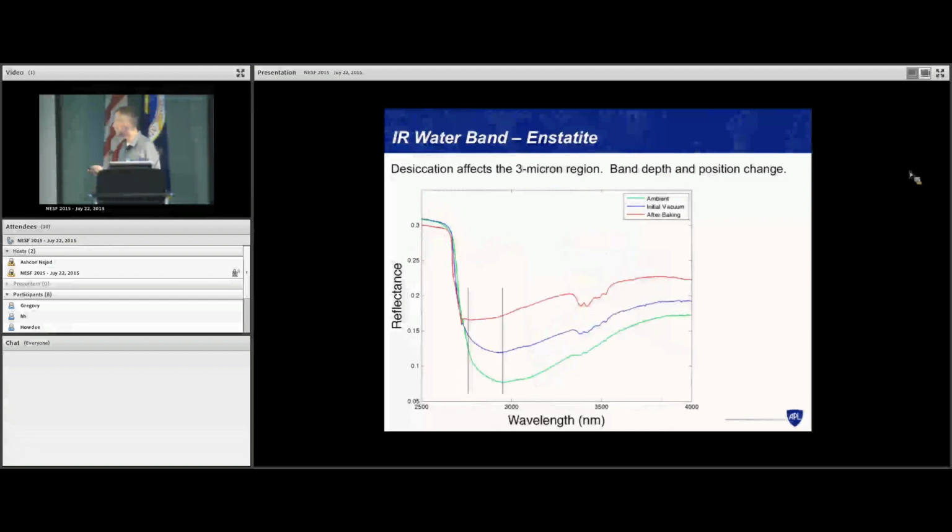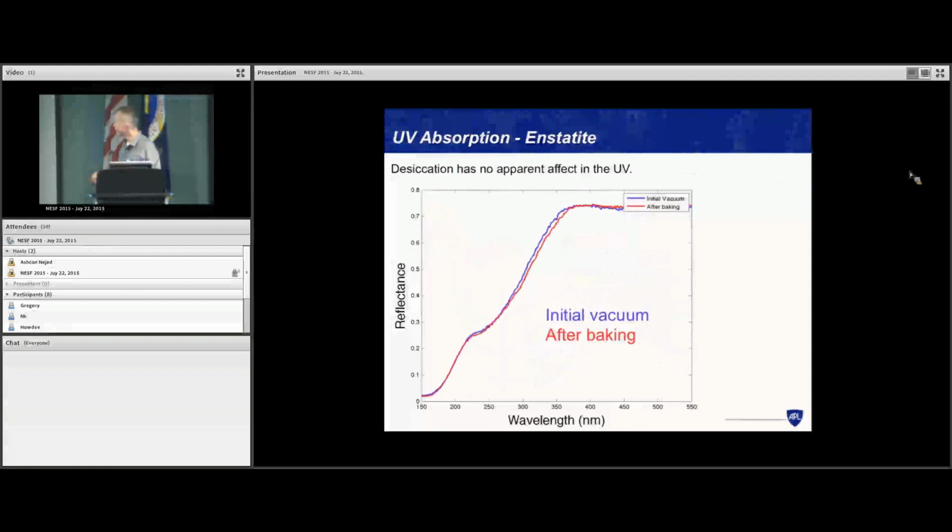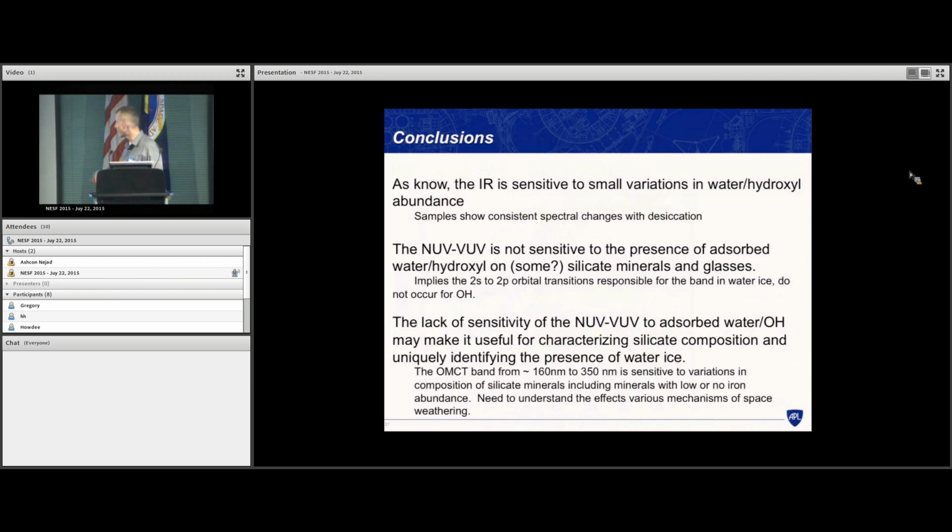Again, these are spectral features again. In the IR, the band shifts again. In UV, no effect. So I have a very simple point to make here, which is that UV is not sensitive to adsorbed water. And that was a question we've always had for quite some time. UV is very good at detecting water ice. IR can detect adsorbed water as well, but UV will not be sensitive to adsorbed water.